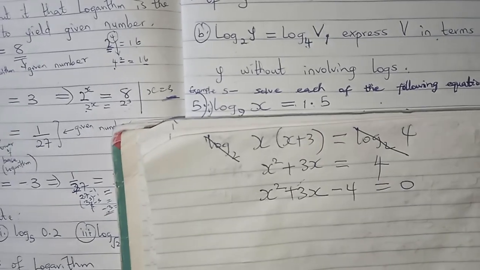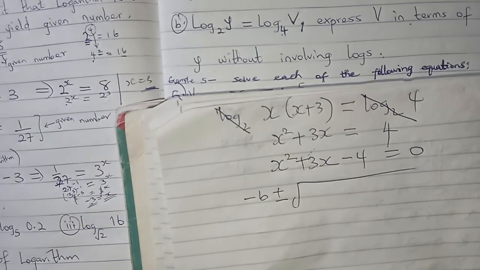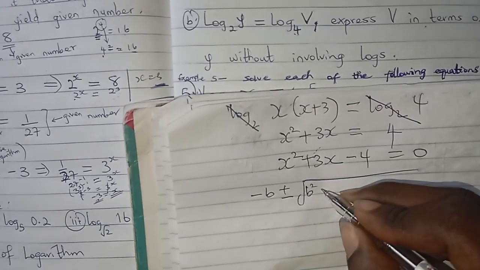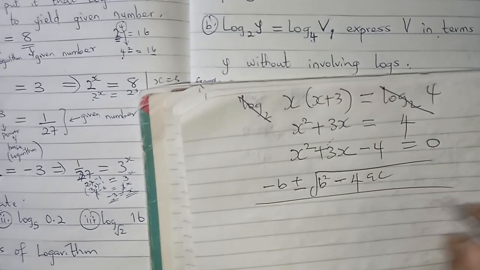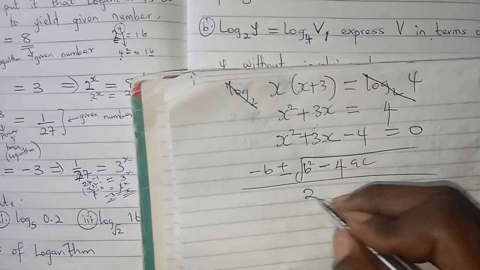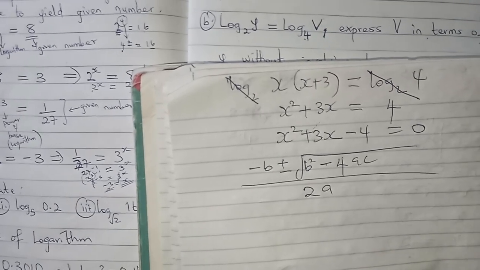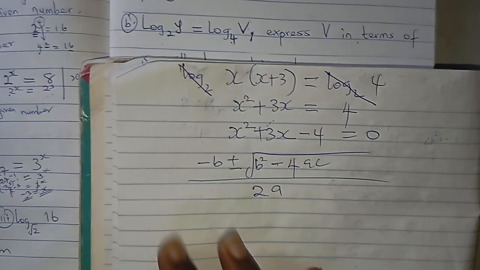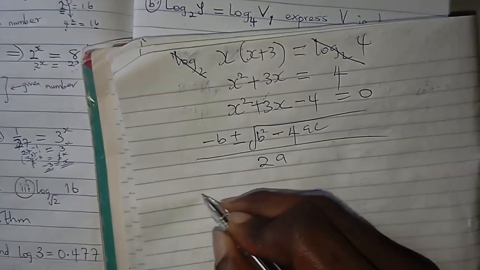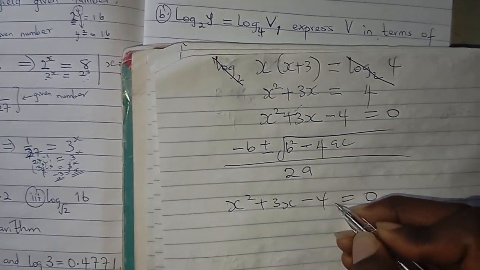I have a quadratic equation. So I can use minus b plus or minus square root of b squared minus 4ac all over 2a to solve this. Are you seeing it? Or I can just do, let me use this, x squared plus 3x minus 4 equals 0. I can still use factorization. Let me see.